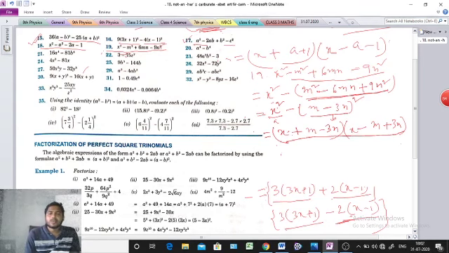Next question, question number 20. It is a to the power 4 minus b to the power 4. This is the question. At first write the question properly and try to find out the answer. How to do it?